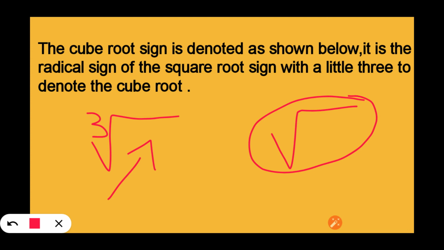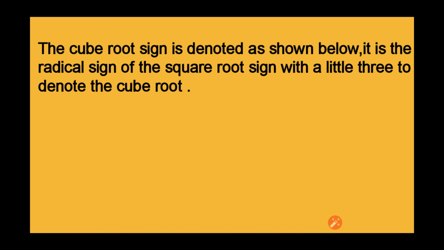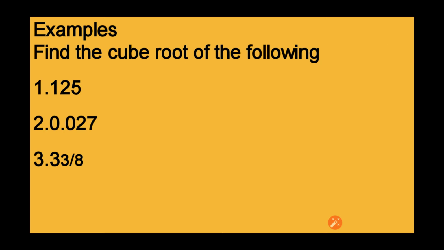Let's look at some examples on how to find the cube root of some numbers. The first number I have here is I'm asked to find the cube root of 125. The second number, I'll be finding the cube root of a decimal number, which is 0.027. And I'll also be finding the cube root of 3 and 3 over 8, which is a mixed fraction or a mixed number. So let's go ahead to solve this.